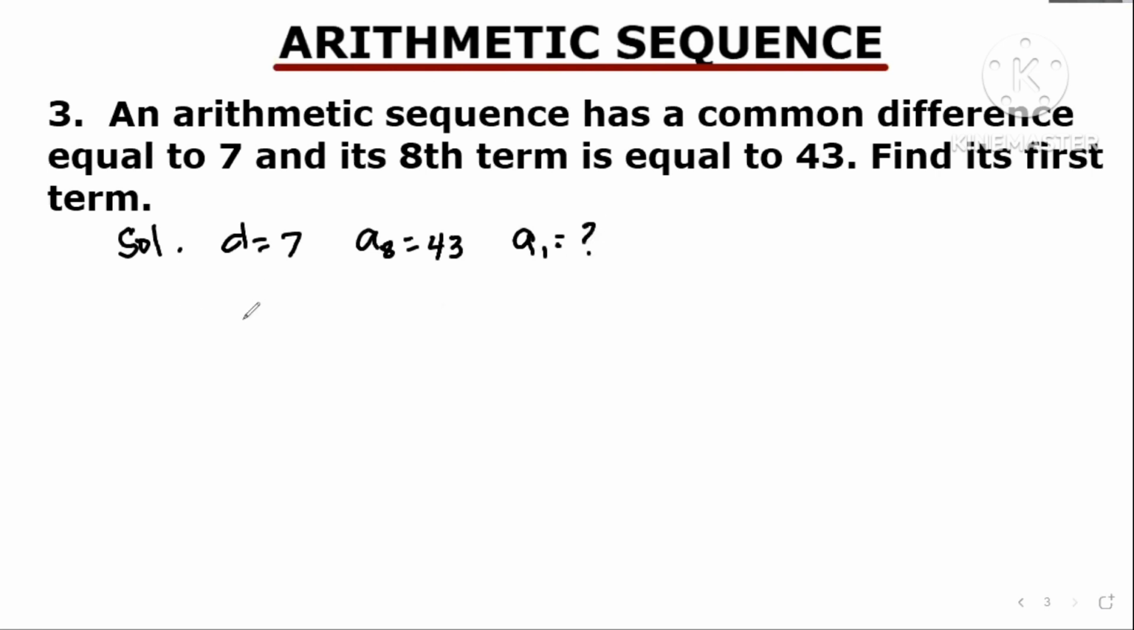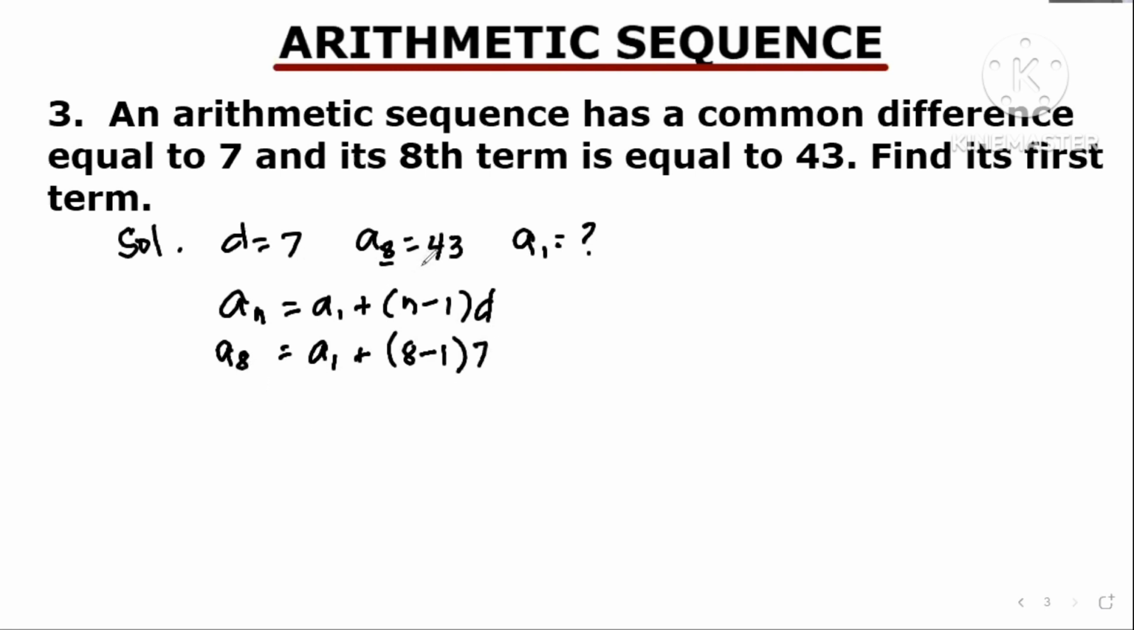Again, using the formula for the nth term, a sub n is equal to a sub 1 plus n minus 1 times d. We have a sub 8 is equal to 43, kasi dito ko po yan nakuha. Yung n natin is equal to 8. A sub 1, which is missing, plus our n is 8, 8 minus 1 times d, which is 7.